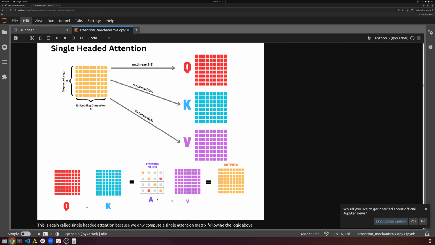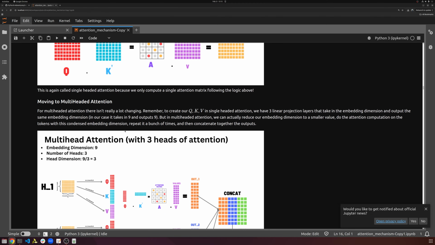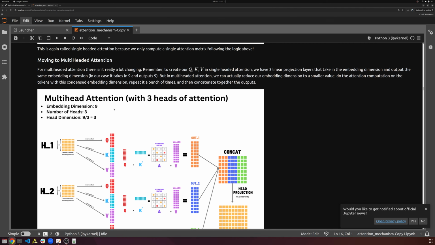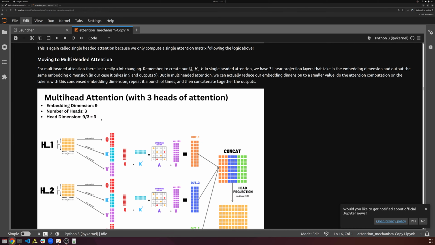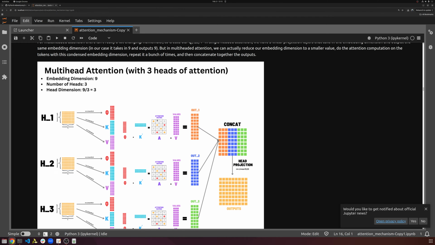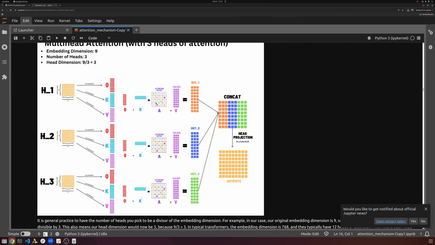And so that's a problem. We've kind of bottlenecked ourselves here, saying that, oh, the words are related in this way, and that's it. And so multi-head attention tries to fix that. It says, well, instead of producing one attention matrix, why not produce 3 of them, or 10 of them, or however many you want, right?